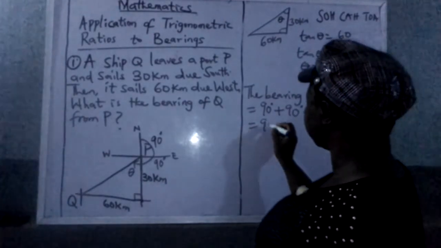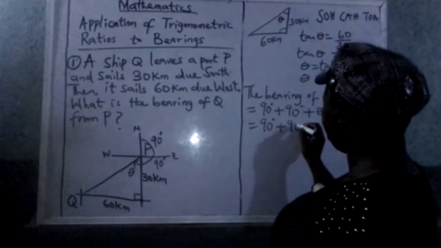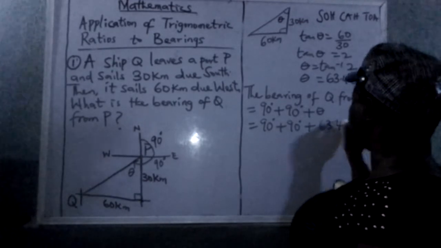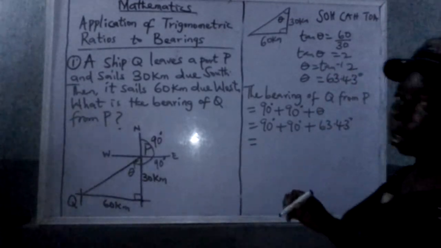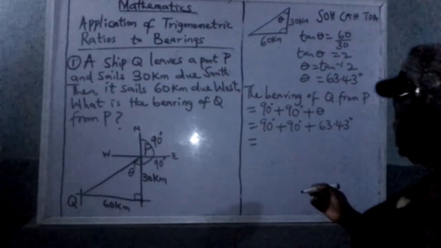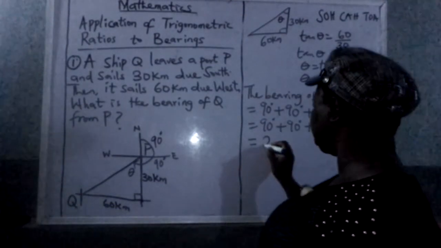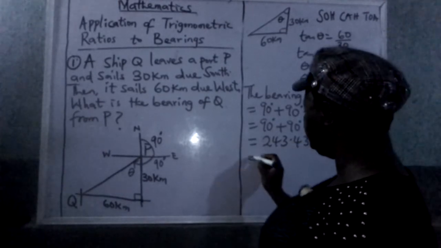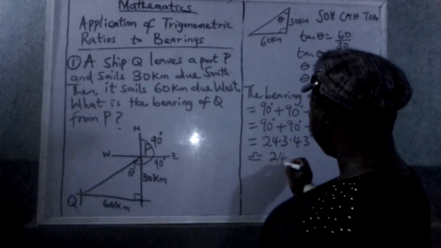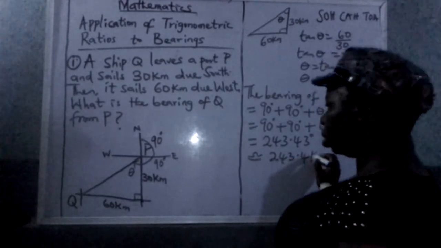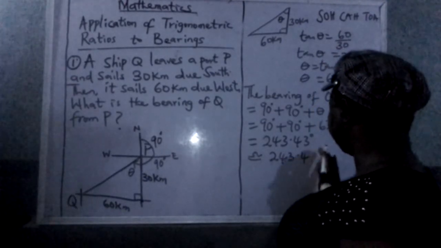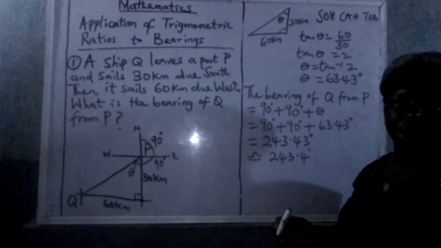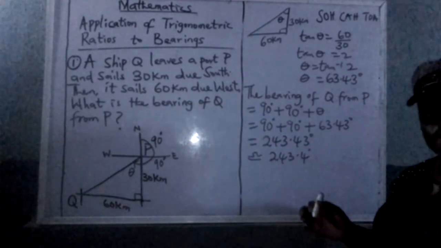But our theta is 63.43 degrees. So we shall add everything together. 90 plus 90 will give us 180, plus 63.43, that is 243.43 degrees. Approximately, that will give us 243.4 degrees. Or you write to the nearest degree, and that will be 243 degrees. I believe you got it.